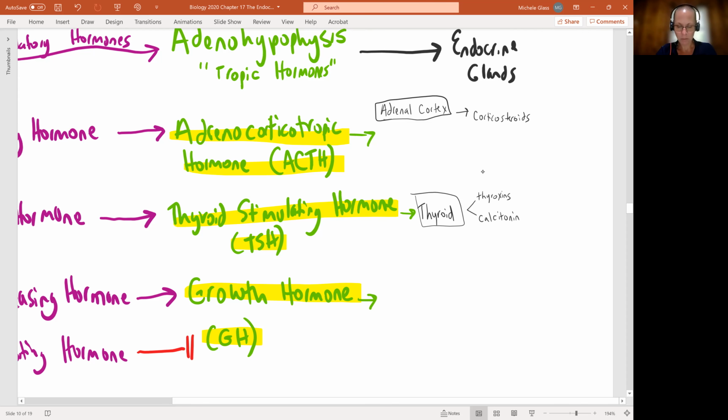The next one that we see here is the growth hormone, which is abbreviated GH. Now this one is going to have lots of different target tissues, so we're going to see it widespread. I'm just going to put here skeleton, muscle, skin. It's going to trigger growth, right? So we're going to see increased mitosis coming from the growth hormone.